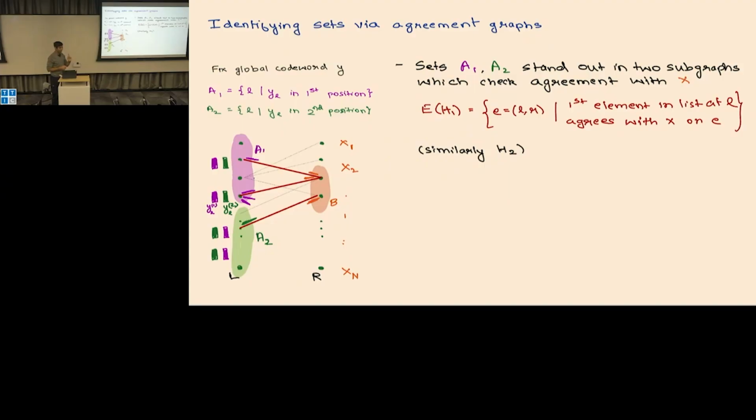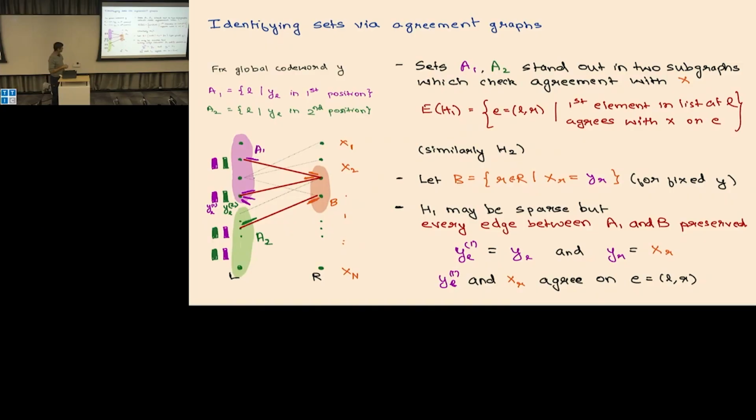This graph, I know. That's the important thing about it. It's just even more local checks. I know whether my first code word agrees with X on this edge or not. If it does agree, I'm just going to include this edge in H1. Otherwise, not. Everyone okay so far?